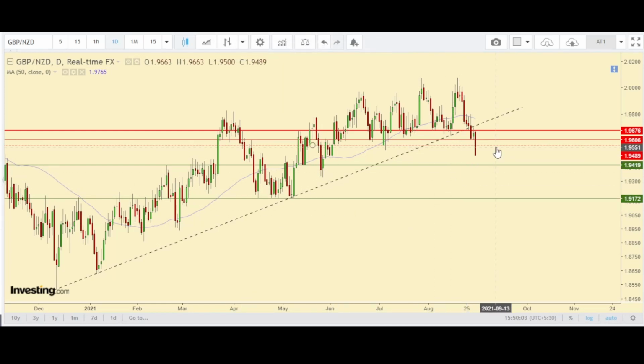You may go short in this pair GBP NZD. Your trade will be short limits or sell limits at 1.9550, 1.9600. Your stop loss will be 1.9680, and your take profit orders will be around 1.9420 and 1.9180 approximately. So 105 pips of risk, 405 pips of reward.